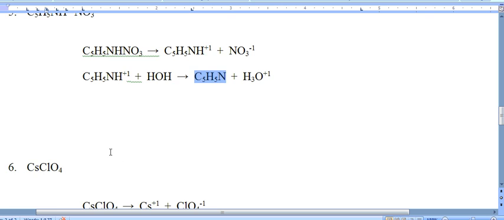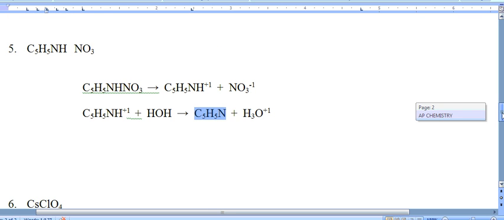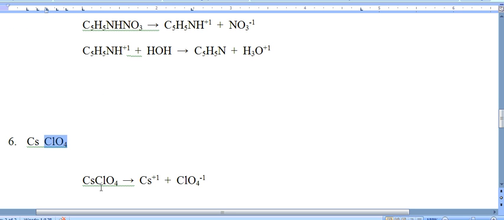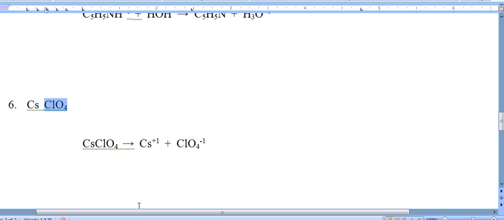Looking at CsClO4, okay? Again, ask yourself, what do I have? So the cesium is a conjugate of a what? That's right, it is a conjugate of a strong base. So this part of the molecule will do nothing when placed in water. The ClO4 is a conjugate of a what? It is a conjugate of a strong acid. Therefore, when we place this salt in water, it will dissociate 100% into these two ions, which will cause the solution to remain neutral. Nothing will change pH-wise here.